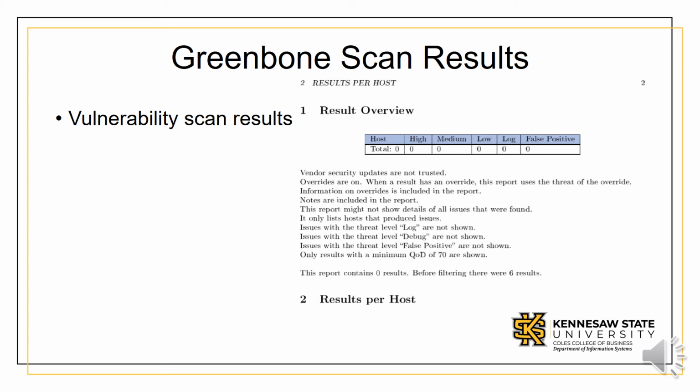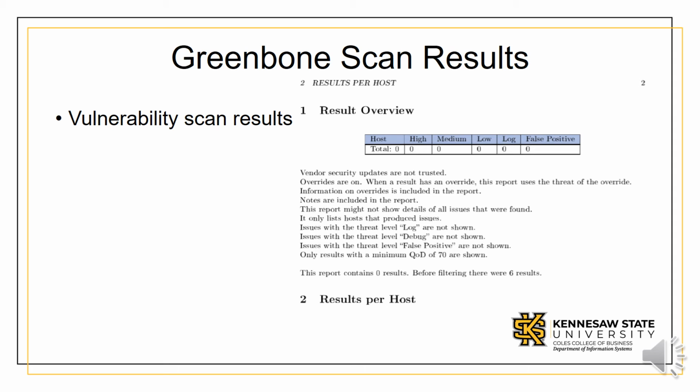This part of the scan shows that there were 2 results per host. This is a filtered report that shows that there are 0 high threats, 0 medium threats, and 0 low threats. It also lists that there are 0 logs and 0 false positives. It goes on to explain that it only lists the hosts in which issues are found. This is why under the host tab it lists 0 hosts.